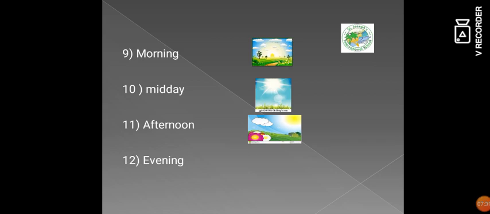Number 11, afternoon, when the sun starts to move, and it's about 2 or 3 p.m. What about evening? Evening, when the sun starts to go down. Again, when the sun starts to go down, and it's about 5 or 6 p.m.